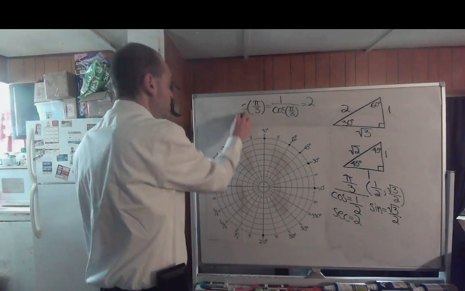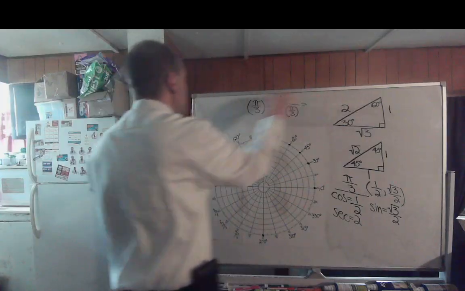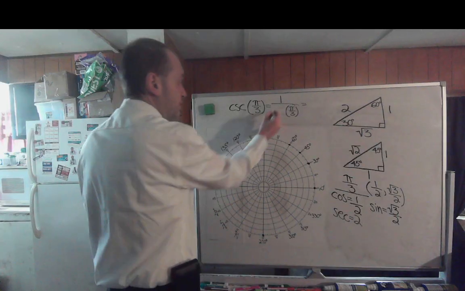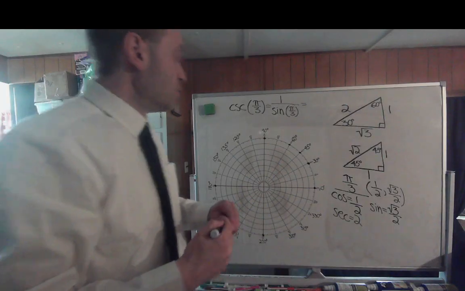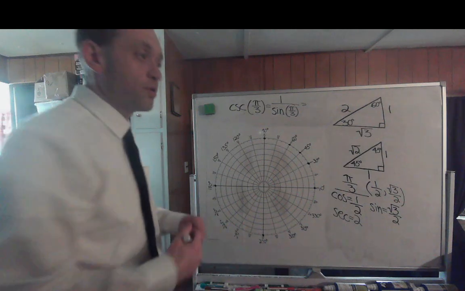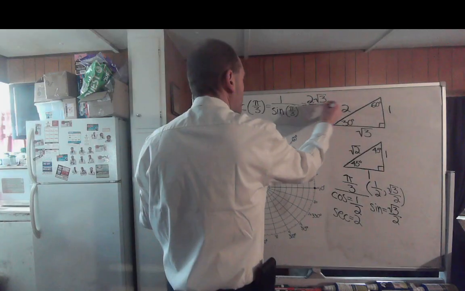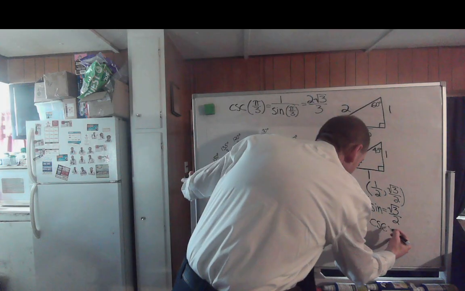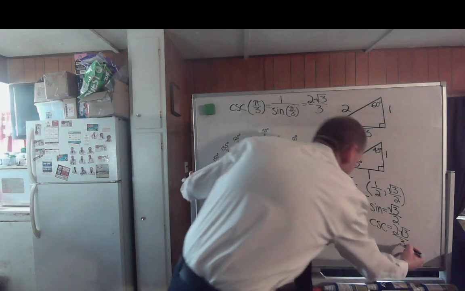Alright, let's deal with cosecant. This one won't be quite as nice. So the cosecant of pi over 3 is the same as 1 divided by the sine of pi over 3. Well, the reciprocal of the square root of 3 over 2 is 2 over the square root of 3, which turns into 2 times the square root of 3 over 3. So the cosecant of pi over 3 equals 2 times the square root of 3 over 3.